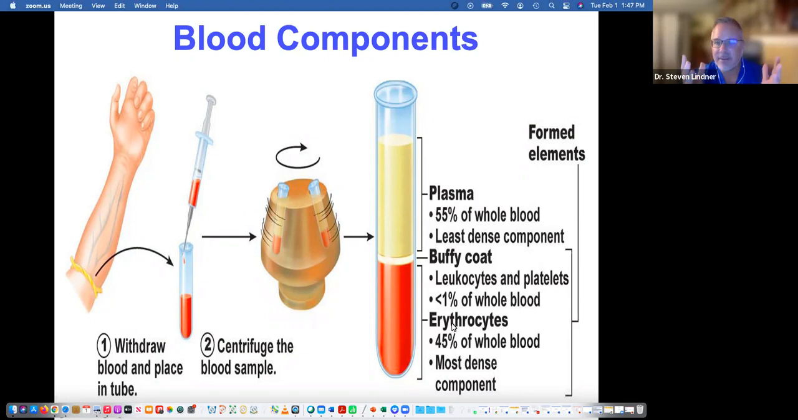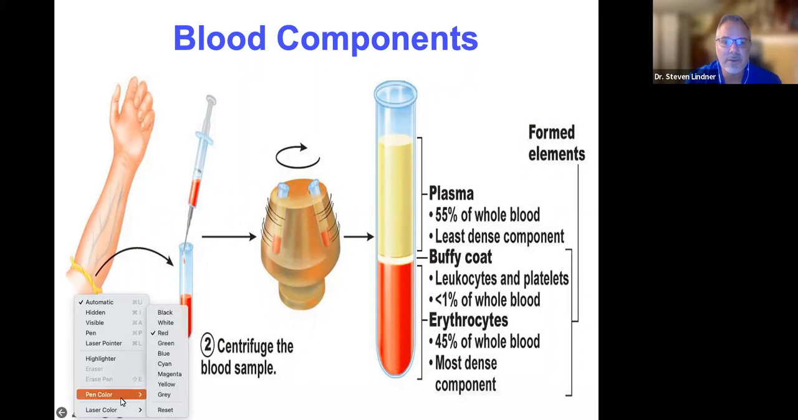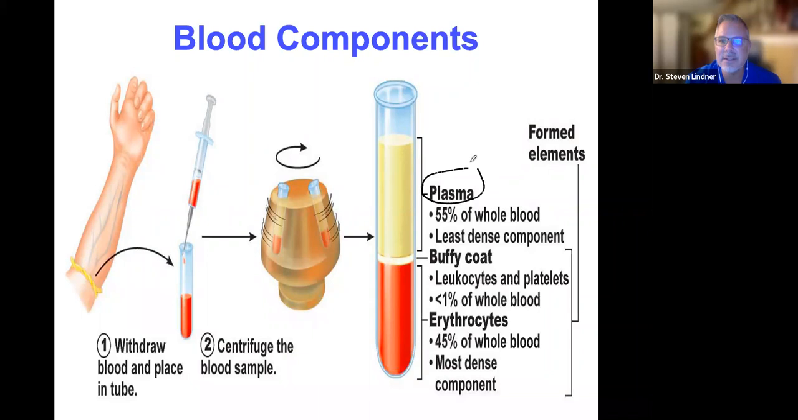Now remember, connective tissue is when you have cells that are not so closely packed together with lots of extracellular matrix. The plasma is the extracellular matrix. When you have lots of matrix and fewer cells, that's what connective tissue is really about.